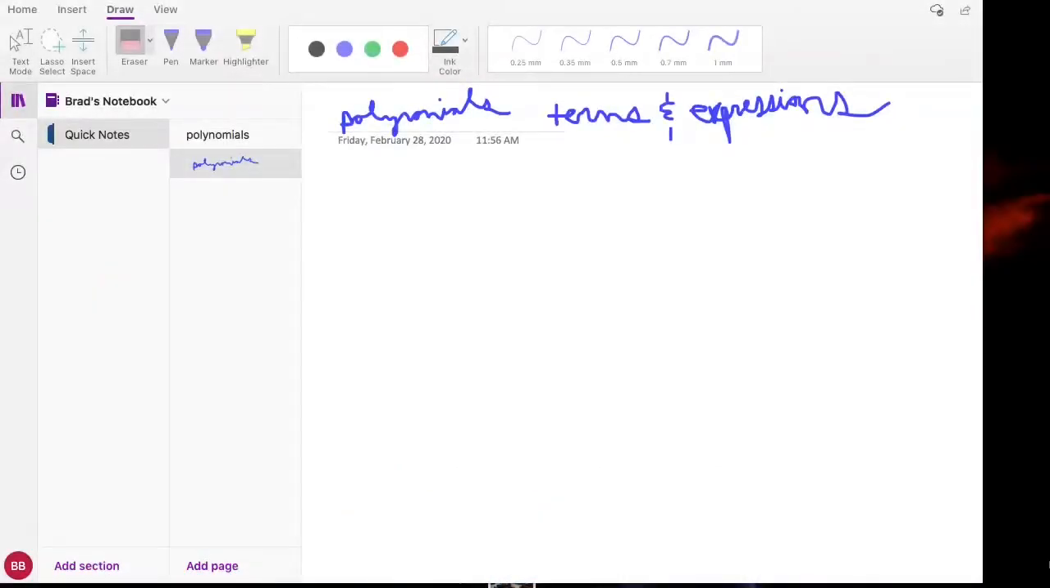Welcome to polynomials, terms, and expressions. If you don't know what a polynomial is, we're about to find out. We've got 4 different problems here that will hopefully help us get used to everything. Let me get that pen going. There we go. Here's our first one.